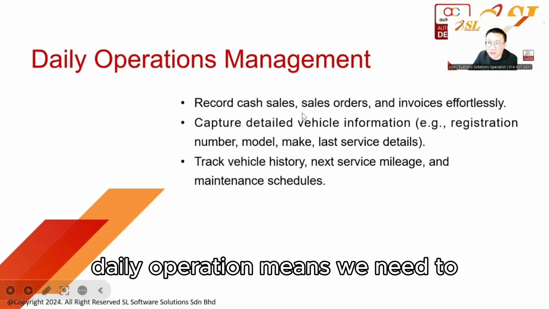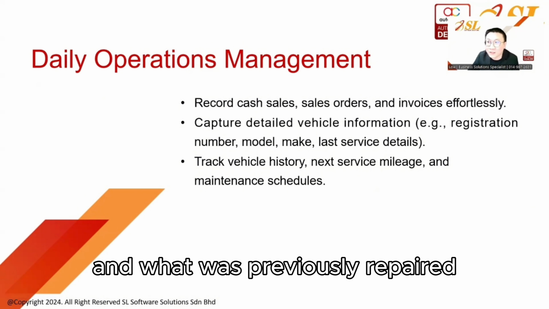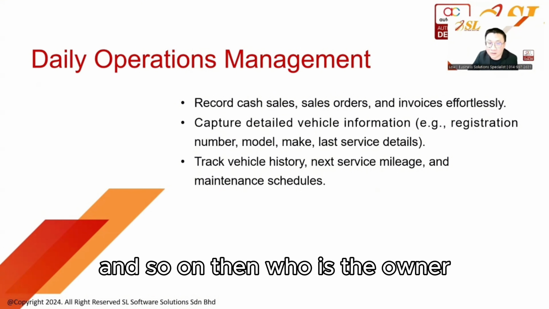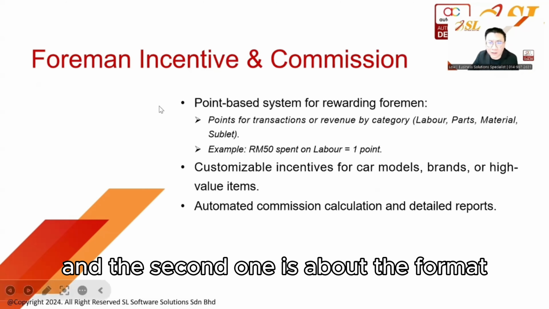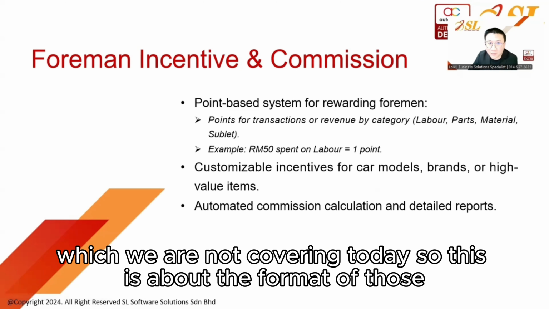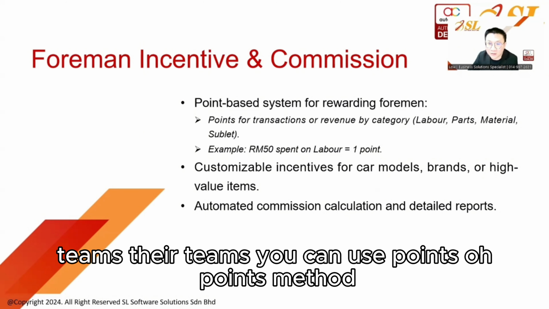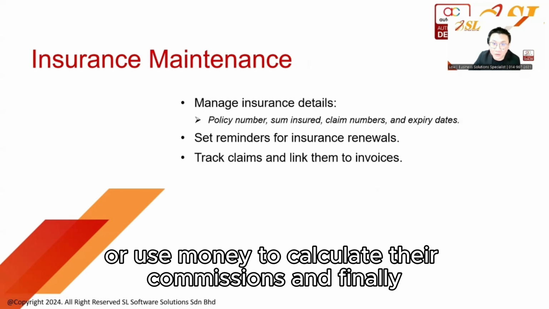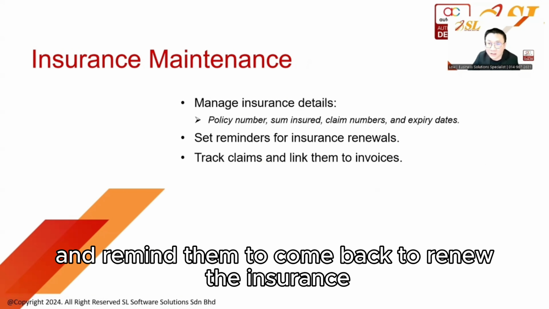Daily operation means we need to record those case sales orders, okay? And those license plate numbers, last meter, and what was previously repaired, what model of car, whether it has been serviced, and so on. Then who is the owner? How many cars does the owner have? And the second one is about the format, which we are not covering today. So this is about the format of those commissions, incentives, teams, their teams. You can use points. Points method, or use money to calculate their commissions. And finally, for insurance, we can fill in the previous policy numbers and remind them to come back to renew the insurance and so on.